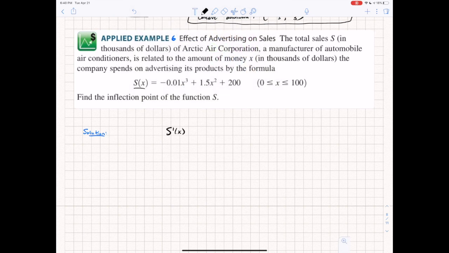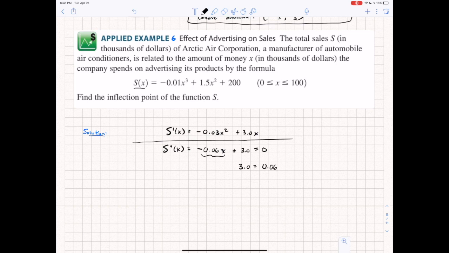First derivative, I get negative 0.03x squared plus 3.0x. We saw this function actually before. I need to go one more time. Using the power rule again, this would be negative 0.06x plus 3.0. Because I'm finding a point of inflection, I care about the second derivative, and I care about setting it equal to 0. So I'm going to solve this. Because my x here is negative, I'm just going to add it to the other side. So I get 3.0 is equal to 0.06x. Dividing by 0.06, I get 50.